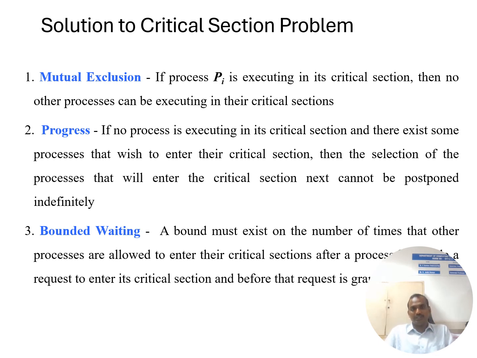Bounded waiting. A bound must exist on the number of times that other processes are allowed to enter their critical sections after a process has made a request to enter its critical section and before that request is granted. This is called bounded waiting.